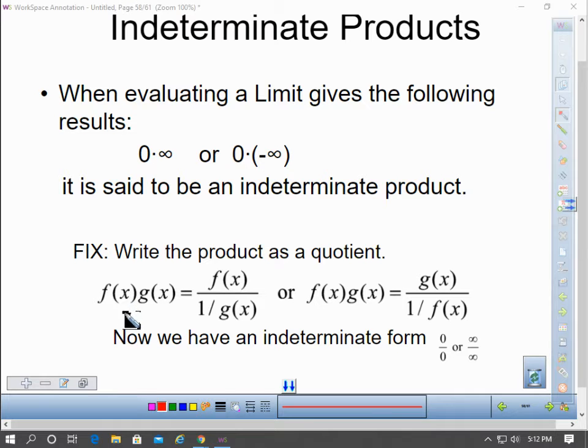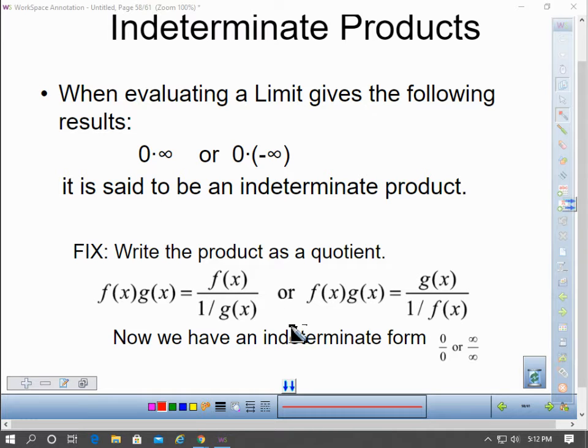So one thing you could do is you could keep the top function as f and divide it by the reciprocal of g. So this is still f times g. It's just written in a different form. So now you would be able to work it out. Or you could do f times g. You could leave g in the numerator and do the reciprocal of f. So you're actually taking a product and writing it as a quotient by either changing function f or function g and writing it as 1 divided by the function. You're doing the reciprocal of that function.